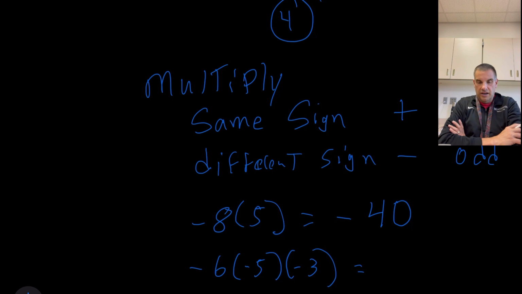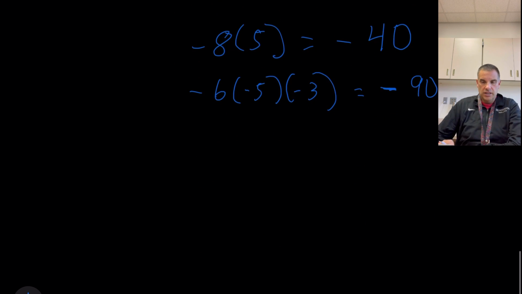In this case, I've got 3 negative symbols. So 3 is negative, odd. So this is going to be negative. 6 times 5 is 30 times 9 is 90. So you're going to get your solution for that one to be 90, and so on and so forth.